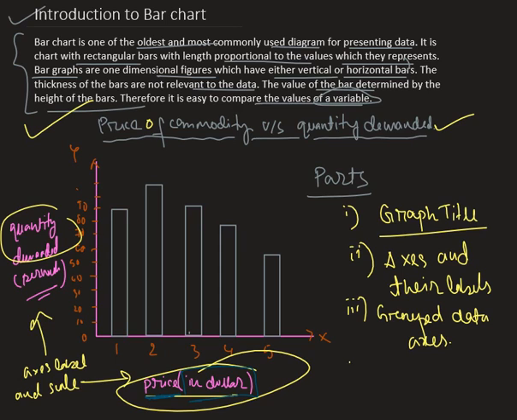Now the fourth one is frequency data axis. The frequency axis has a scale that is a measure of the frequencies or amounts of the data groups. Here the frequency data axis is per week. This is the frequency data axis.